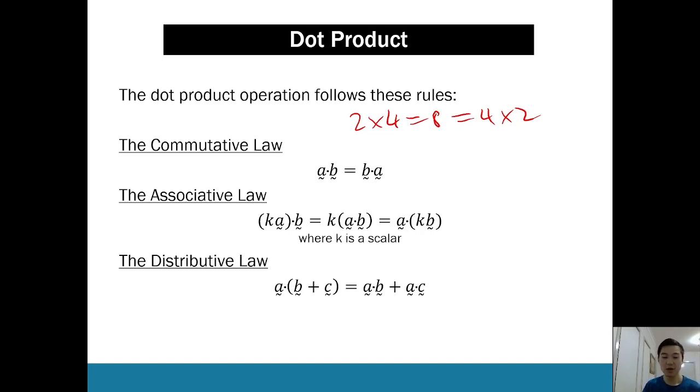And then we have the distributive law, which basically says you can expand brackets like how you would expand normal multiplication. So if we have the dot product of a with (b plus c) in brackets, that's the same thing as the dot product of a with b added with the dot product of a with c. So you can expand the brackets like that.